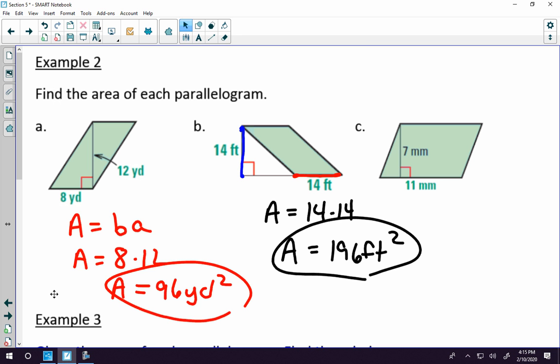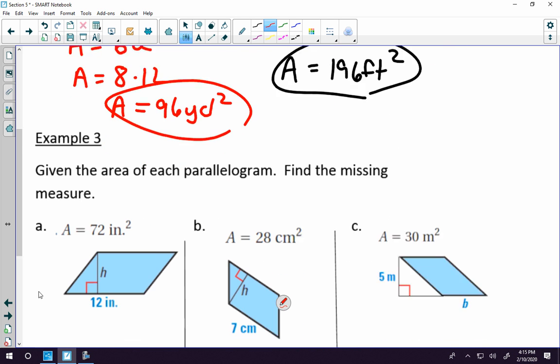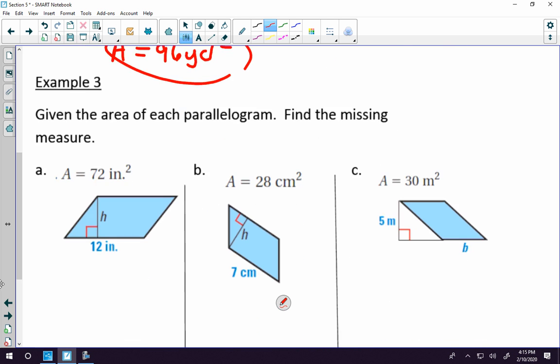Okay. In part C, I'll leave part C for you if you want to work on that. I'm going to come back to that and find the area of that parallelogram. Now moving on to example 3, it says given the area of each parallelogram, find the missing measure or missing dimension.